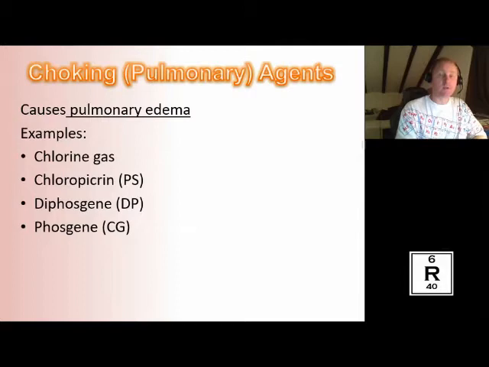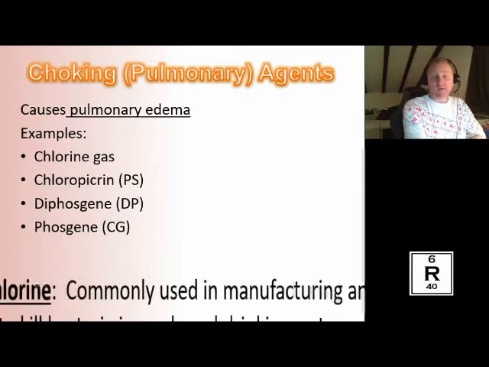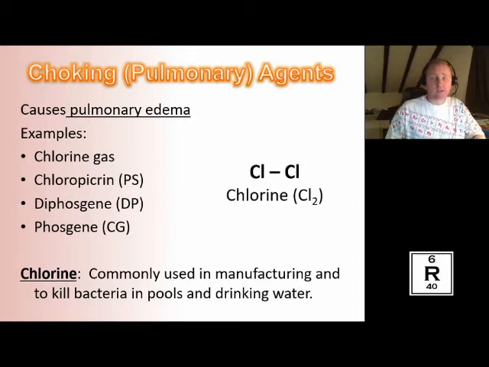And then later they started to work on this structure to make things more potent. In other words, more damaging in smaller dosages. So we've got chloropicrin, we've got diphosgene, and then phosgene. These were developed to actually be more potent than just the chlorine gas. As you know, chlorine gas is a diatomic element, meaning it always comes in pairs. So chlorine is just Cl2.